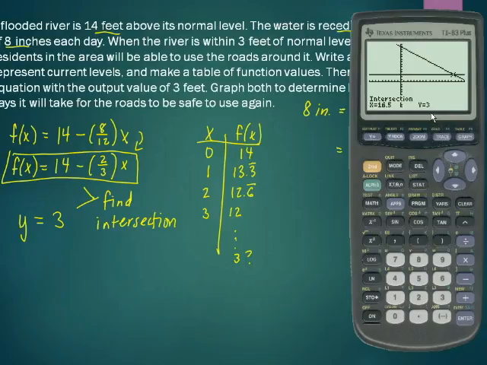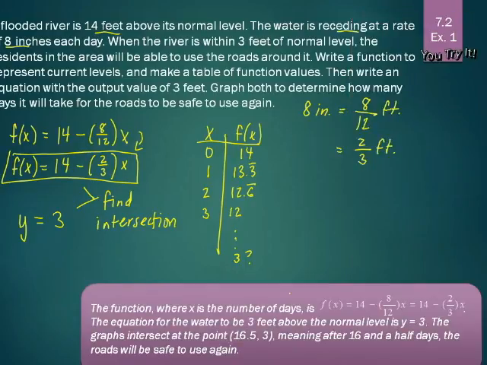So let's go ahead and summarize our answer. The function where x is the number of days is f of x equals 14 minus 8/12 x equals 14 minus 2/3 x. The equation for the water to be 3 feet above the normal level is y equals 3. The graph intersects the point (16.5, 3), meaning that after 16.5 days, the roads will be safe to use again.